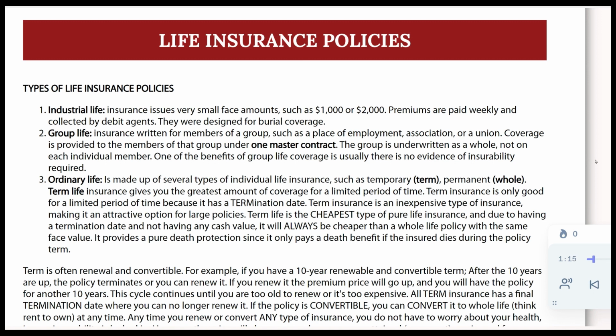For example, if you have a 10-year renewable and convertible term, after the 10 years are up, the policy terminates or you can renew it. If you renew it, the premium price will go up and you will have the policy for another 10 years. This cycle continues until you're too old to renew or it's too expensive. All term insurance has a final termination date where you can no longer renew it.